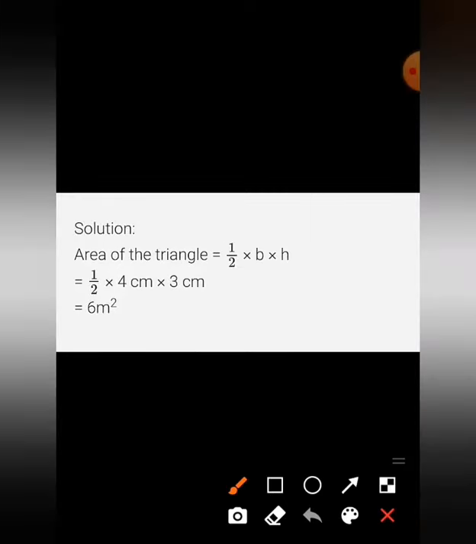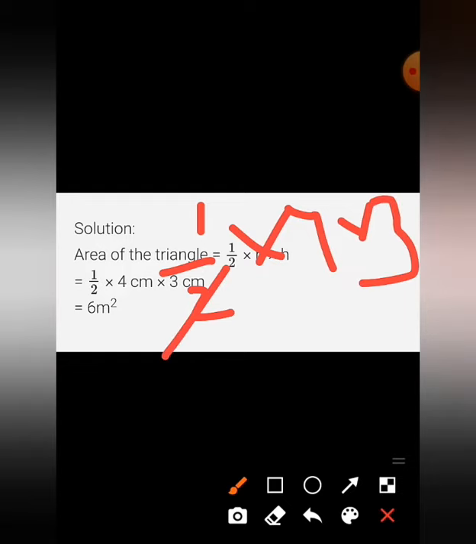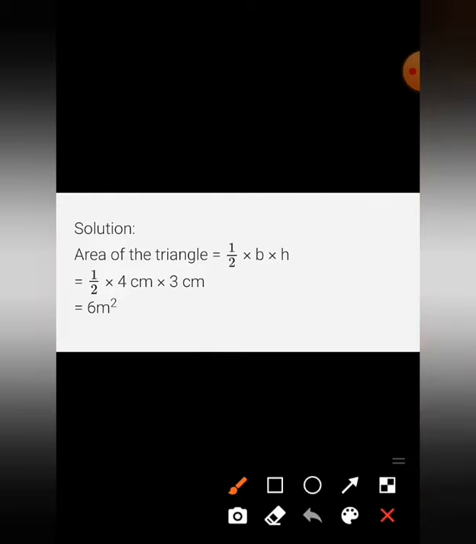This is the solution part of the first one. Area of triangle formula is half base into height. So half into base. Base in the figure is given 4 centimeter and height is given 3 centimeter. So half into 4 into 3 centimeter. Cancellation is possible: 2 ones are 2, and 2 twos are 4. This way you will do cancellation. So 2 into 3 is left. Your final answer will be 6 centimeter square.